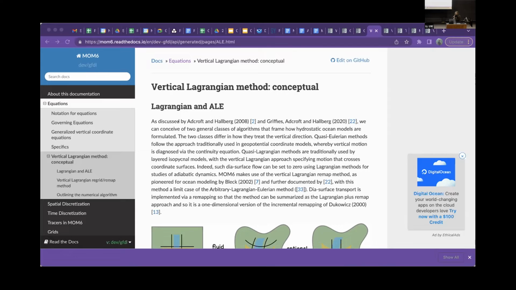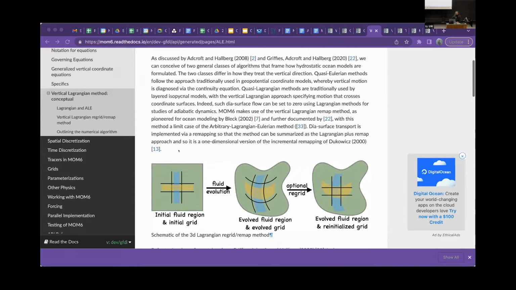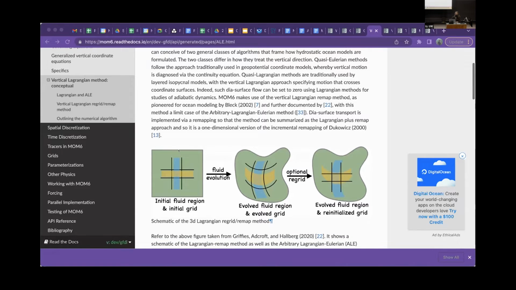So the vertical Lagrangian method, or the vertical Lagrangian regrid remap method, is what MOM6 uses to solve and to time step its equations. And so Lagrangian, I think we remember what Lagrangian fluid mechanics is about, where you follow fluid elements, and from a computational perspective, you time step your fluid motion by following the motion of a fluid parcel or fluid element. And there are actually codes out there that do that in 3D.